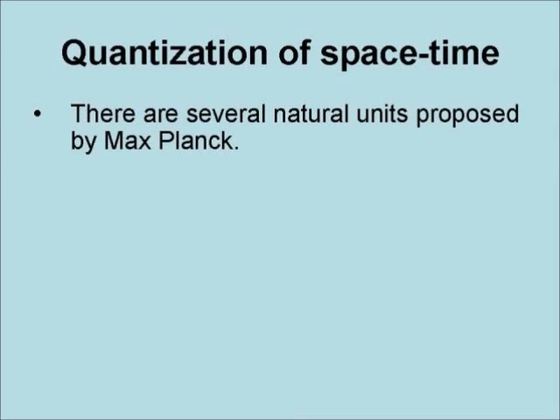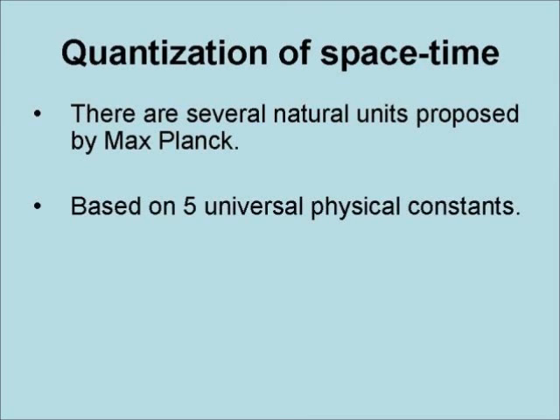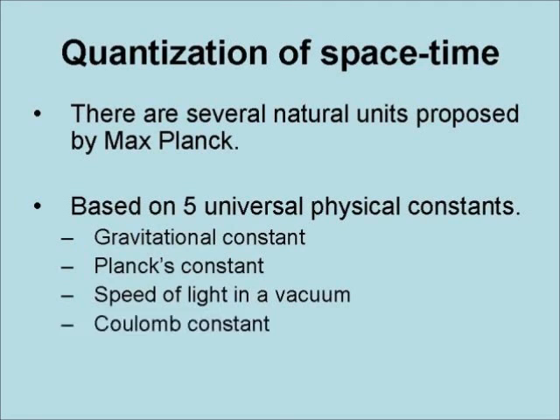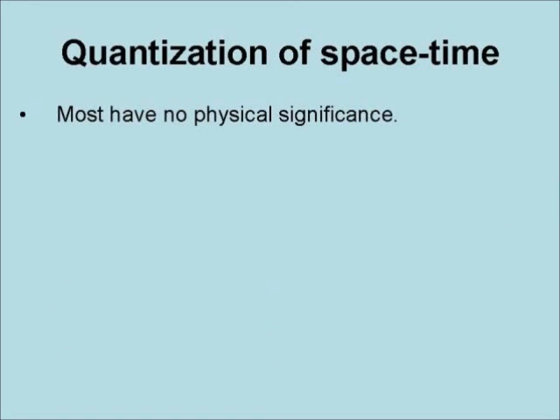There are several natural units that were proposed by Max Planck. They are based on 5 universal physical constants: the gravitational constant, Planck's constant, the speed of light in a vacuum, the Coulomb constant, and Boltzmann's constant. Most of these natural units have no physical significance.